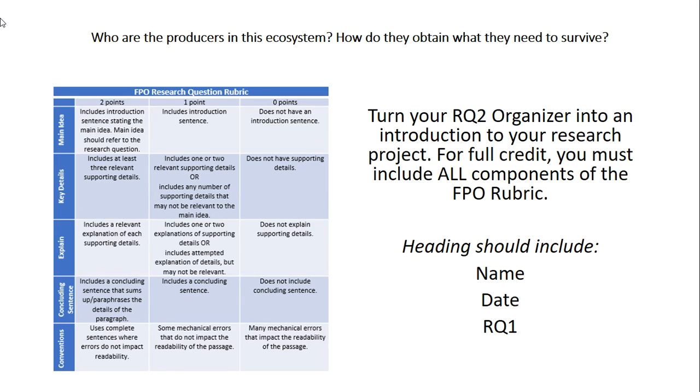So it's your turn. You're going to be turning your research question 2 organizer into a paragraph, multiple paragraphs for your research project. For full credit, you have to include all components of the FPO rubric. Please include in your heading, I need your name, I need the date, and this should actually say RQ2, not RQ1. So make sure that says RQ2. Feel free to leave the rubric up or my writing sample up as you work, and you may flip to tablet mode. Happy writing!